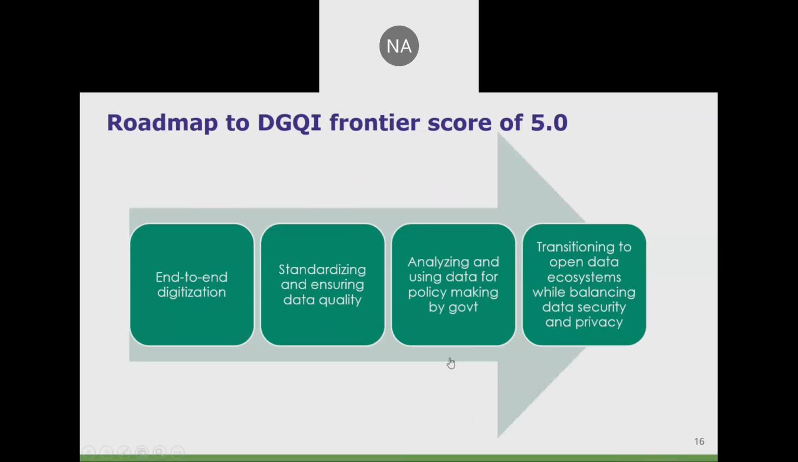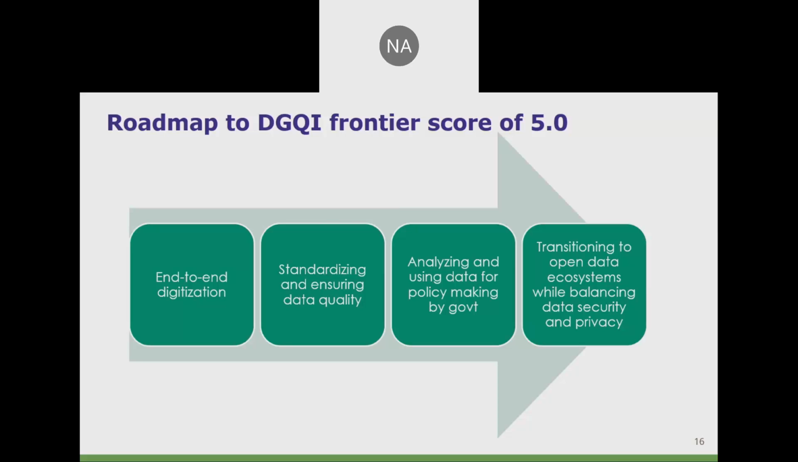By using these three levers, any department can then reach the frontier score of DGQI by setting the following intermittent milestones. So first, the individual systems which are not yet digitized have to be digitized. Second, while this digitization process is implemented, data quality has to be standardized and ensured, so that it doesn't happen that we have bad data. Then it has to be used for policy making in a synergistic way, and institutional processes have to be set up to ensure that.